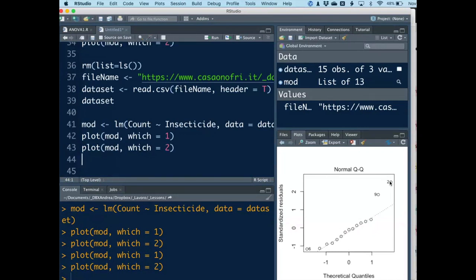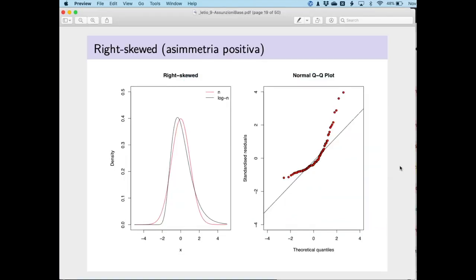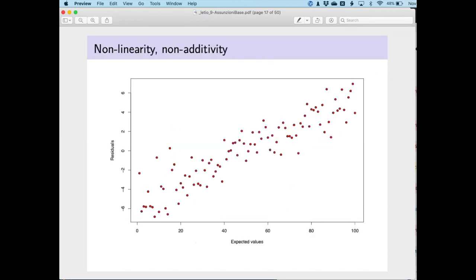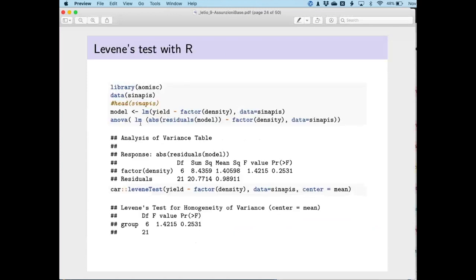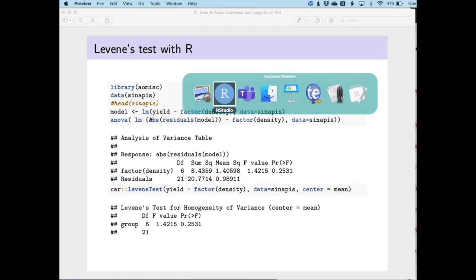In this case, I can also insist and use a statistical test. We have two statistical tests. I will just mention them to you. If you look at the book, you will find some more explanation. The first test is the Levene test. We do that by using a function.